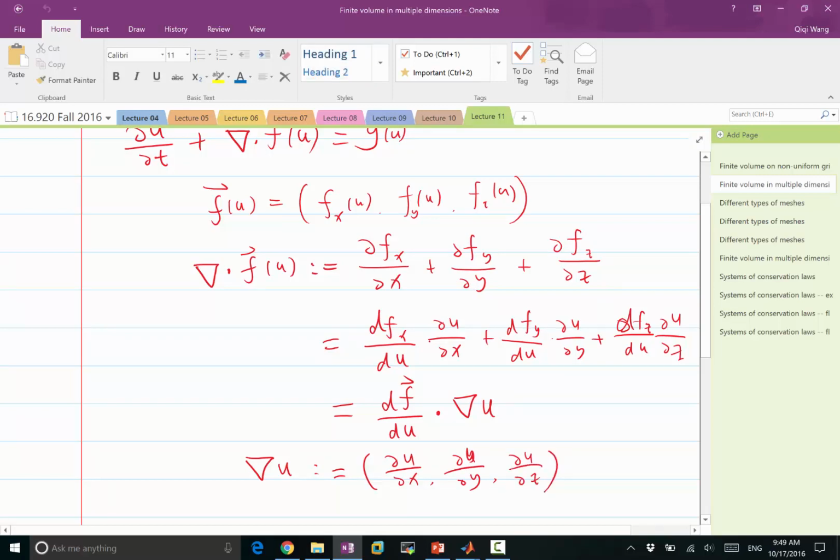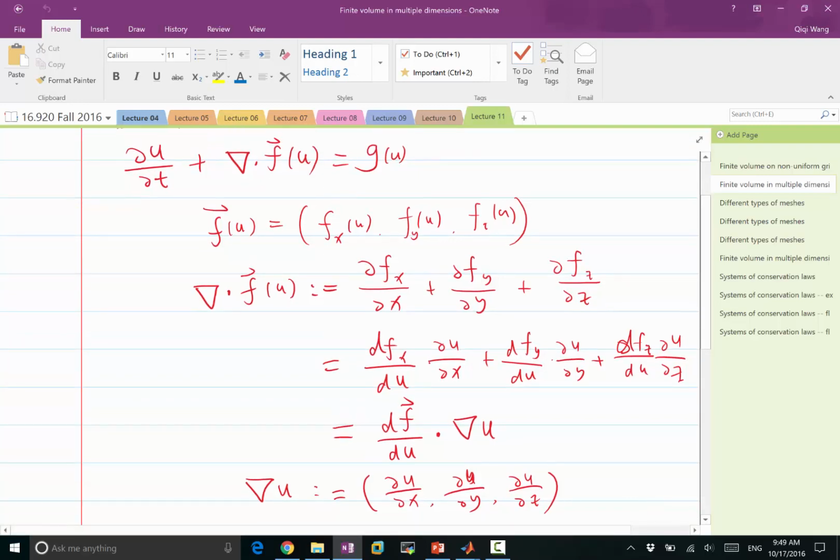So depending on whether you write the second term as the divergence of a flux or as a vector field df du dot with the gradient of the solution, these are two different differential forms of the same equation. This is the conservative form, and this is the primitive form of the equation.